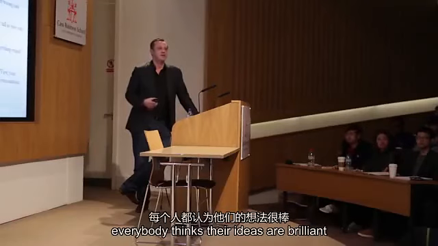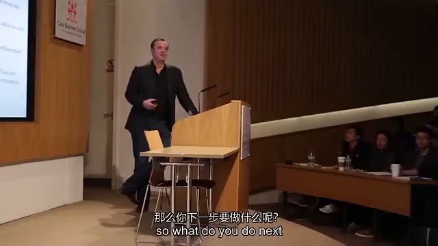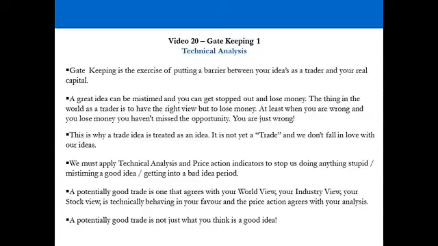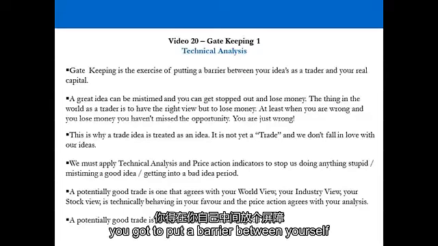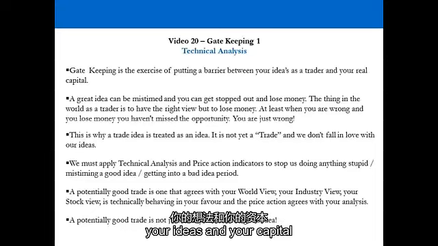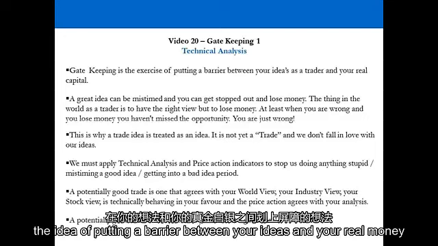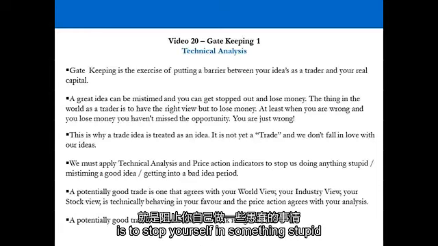Obviously, everybody thinks their ideas are brilliant. No one shortlists a bunch of ideas because they're all rubbish. Everybody thinks their ideas are great. So what do you do next? You've got to put a barrier between yourself and your capital, your ideas and your capital. The idea of putting a barrier between your ideas and your real money is to stop yourself doing something stupid.